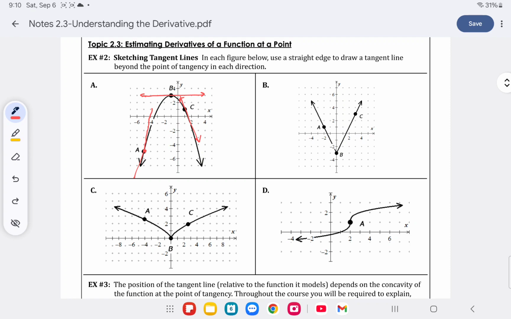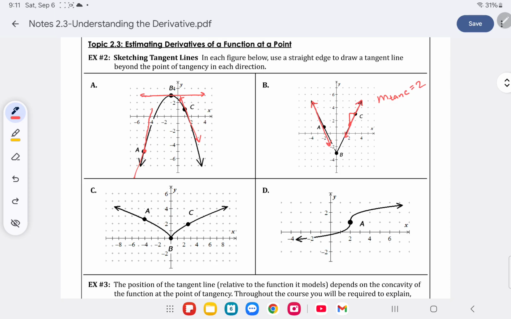In box B, at point A, we have our tangent line. Because that's a straight line, our tangent line is just going to model the slope of the line at point A because it's on a line. So we have a constant slope there. Same with C. What is the slope there? Is that 2? Yeah, up 2 over 1. Then the slope of the tangent line at C is also 2. In A, it would be negative 2.